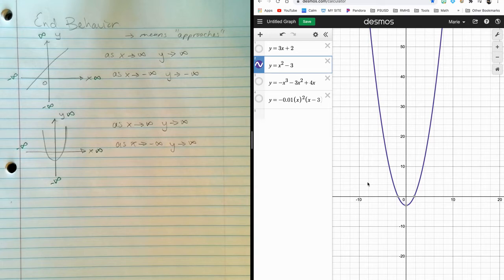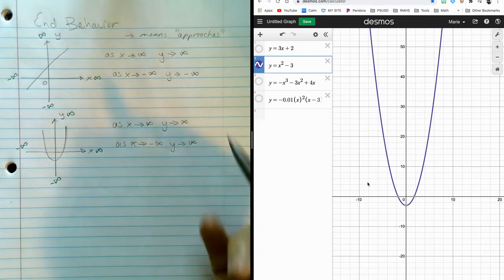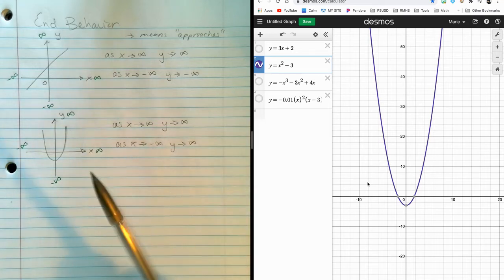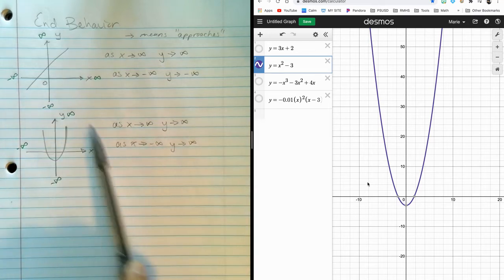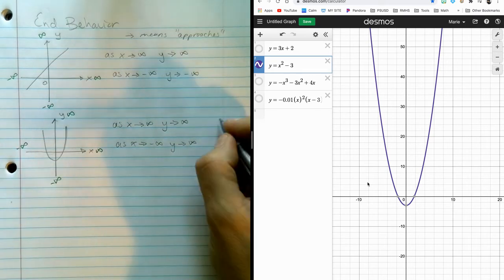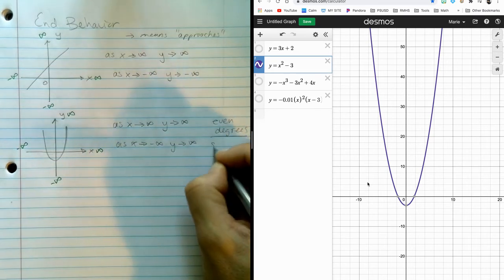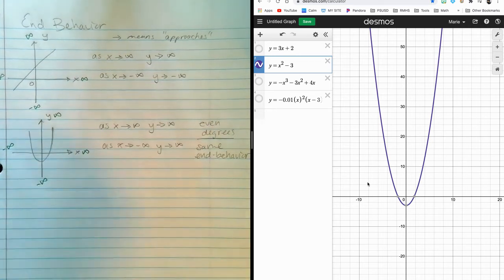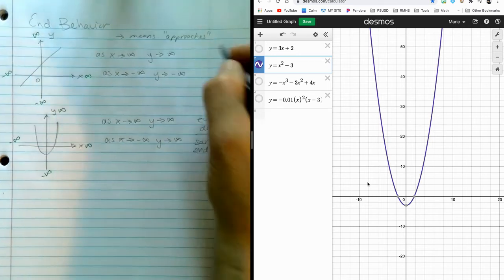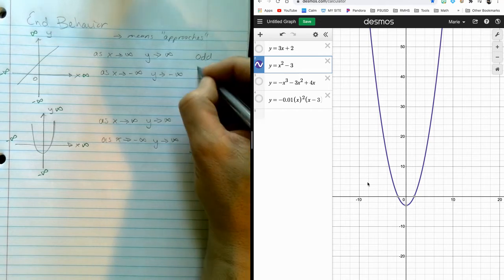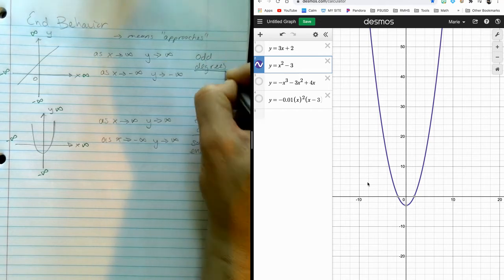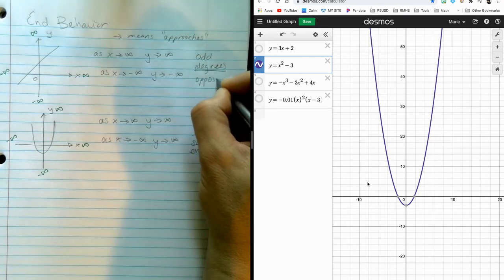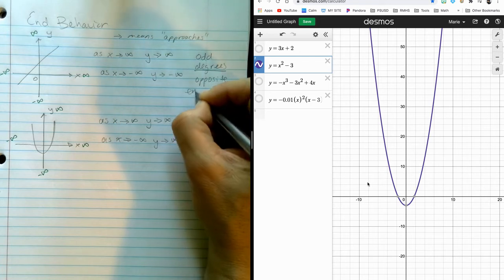Now, that is not a coincidence. Notice what my degree is in this one right here. It is even. So even degrees have the same end behavior. Odd degrees have opposite end behavior.